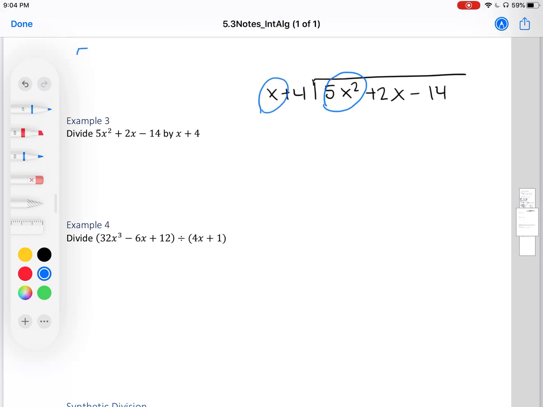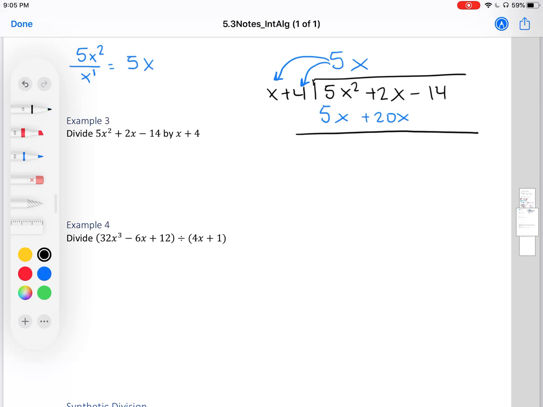Let's show the work on the side. 5x squared divided by x. So we have 5, and 2 minus 1 is just x. So we have 5x. Now we wish to multiply that to the outside. So 5x times x is 5x squared. 5x times 4 is plus 20x. Okay? Let's figure out what happens.